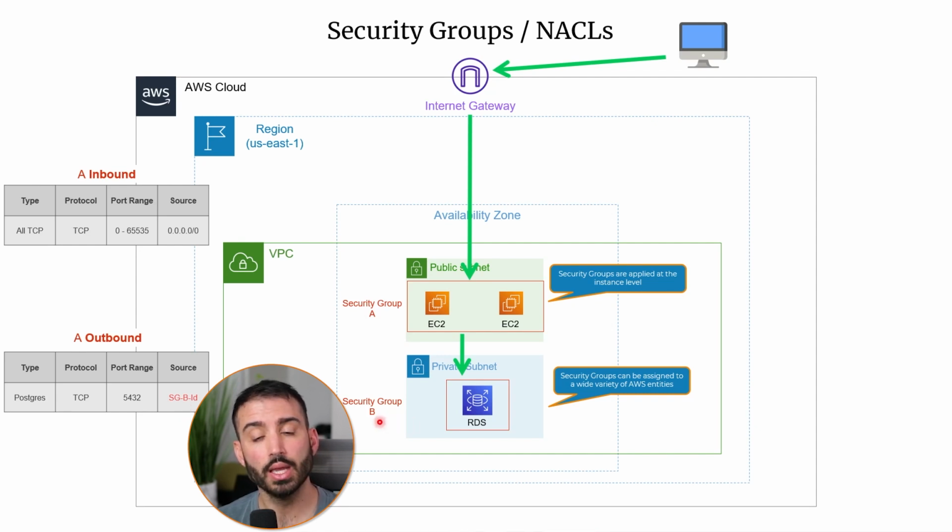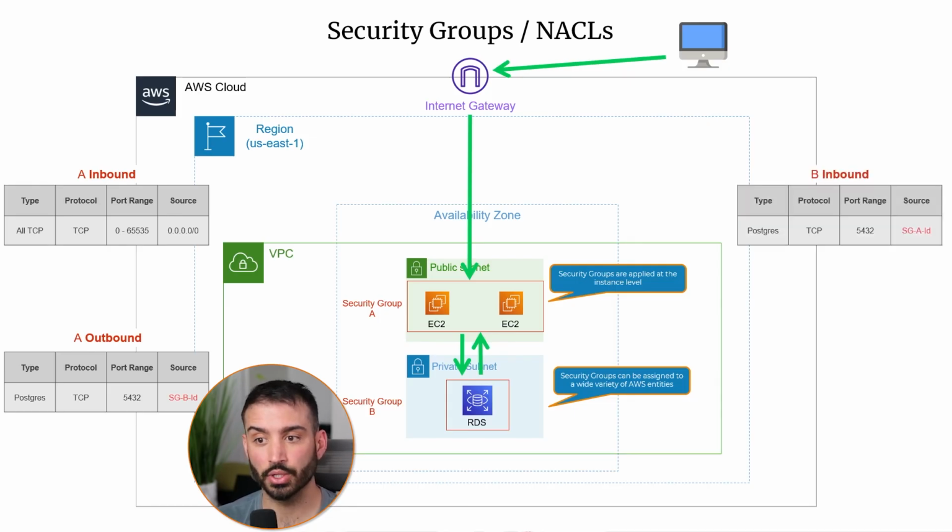Now what does B need? B needs the inbound permissions, right? It needs to be able to say, I'm willing to receive inbound traffic from this. And so in order for that to happen, we would need to have an inbound rule for security group B, which says the same thing. I'm allowed to receive Postgres traffic on TCP port 5432 from the source, which is security group A. Okay, so this is the inbound rule for B.